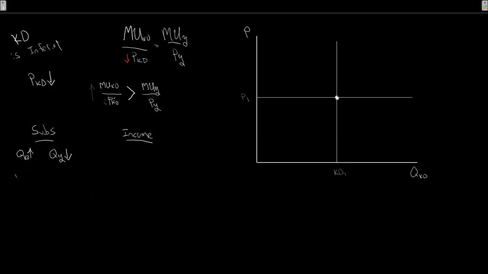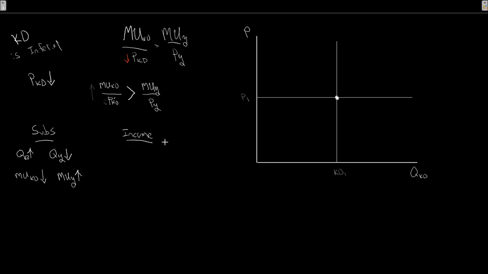The impact that that has on our marginal utilities then. So marginal utility of Kraft Dinner. Well, the more Kraft Dinner I have, the less extra satisfaction I get from the last box. And as I decrease my consumption of everything else, the extra satisfaction I get from that last unit becomes greater. So quantity down, marginal utility up.